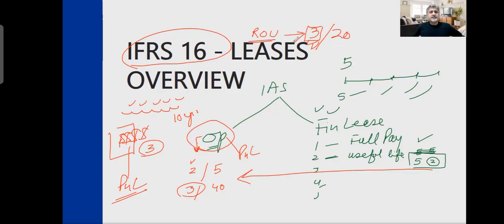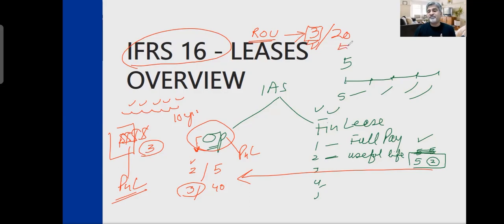So IFRS 16 says that it is not compulsory that you make a contract for the entire life of the asset. The asset is for 20 years, you have a contract for 3 years. So at least for the next 3 years, this is your asset. So take it to the balance sheet for a period of 3 years, instead of not taking it to the balance sheet at all. Now off-balance sheet is gone, because for the usage of 3 years, we calculate the value. Of course, we will not take the full amount.